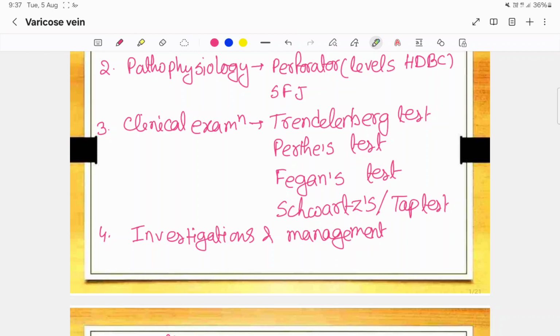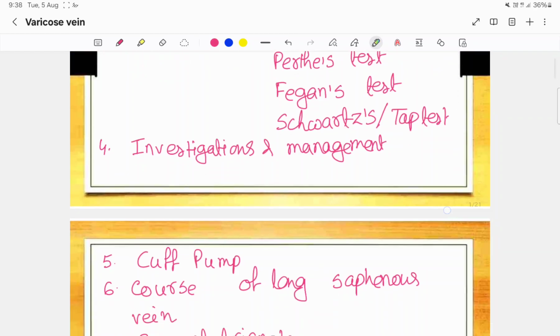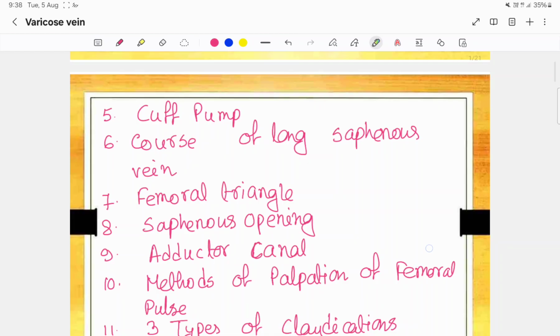In Fagan's test, first let us discuss what is the tap test or Schwartz test. In this test, we tap the site of varicosity and the impulse is felt proximal to it. If it is positive, it indicates incompetency of the perforators. In Fagan's test, we first mark the site of the perforators, then we apply deep pressure. If the ballooning goes, then the perforators are incompetent, and if it remains, the perforators are intact. Investigations are mainly radiological. Next, what is the calf pump? It is the gastrocnemius muscle.